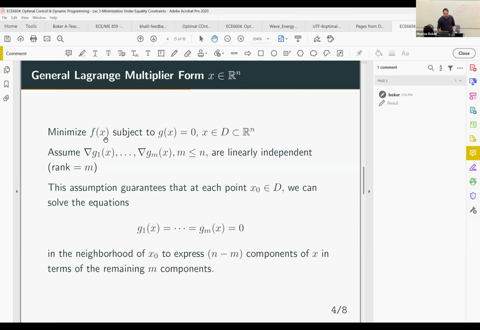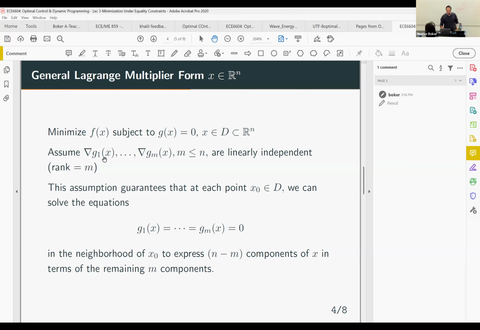All right. As I said, x and g, x here is a vector of dimension n. Okay. So I'm going to add another condition here, which is the gradient of G has a full rank. The reason for that is it guarantees the solution exists. It guarantees that the solution exists, okay?